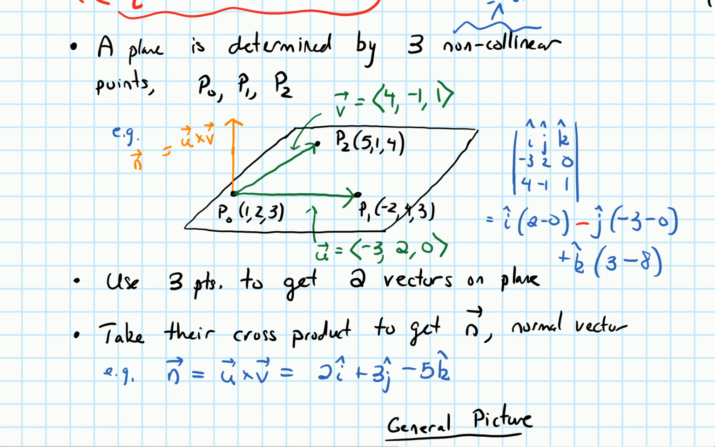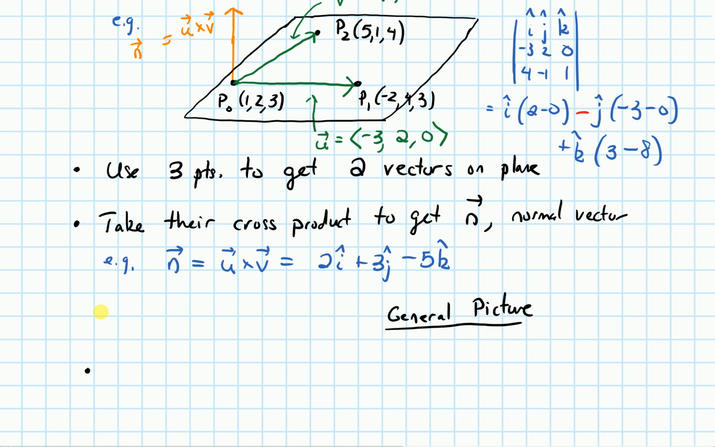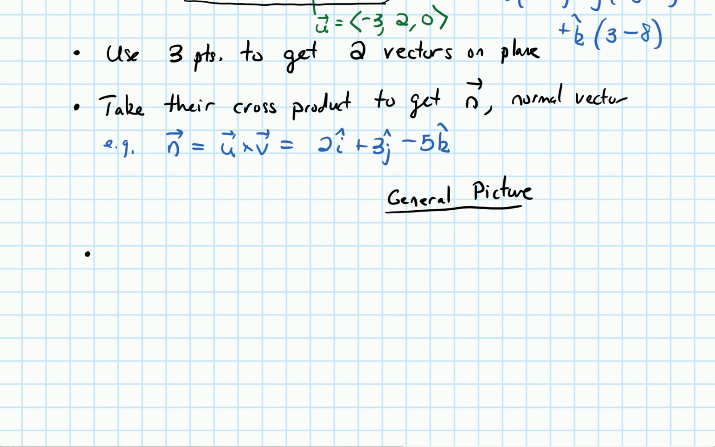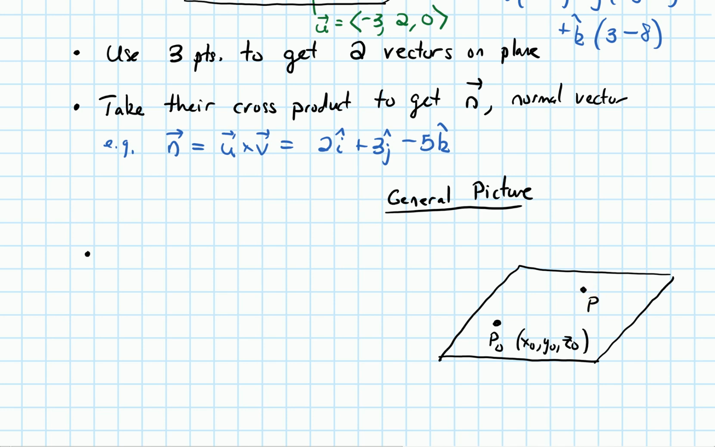So why is having the normal vector useful in terms of getting the equation of the plane? That's what I want to talk about next. To answer this, I'm going to begin by drawing a general picture. In the general picture, let's say that I have my plane here. In the plane, I'm going to draw some point that I know. I'm going to call it P0, and I'll call its coordinates x0, y0, z0. And then I'll write down some other point on the plane. Let's call it P, but this one I'll keep arbitrary. Its coordinates I'll call x, y, and z, which are going to be variables.